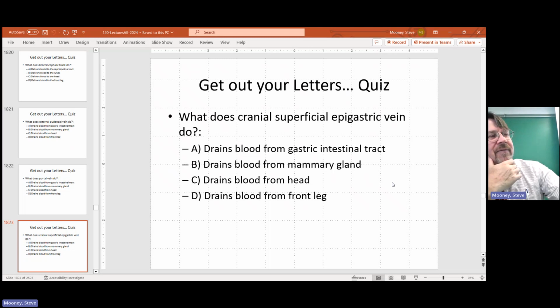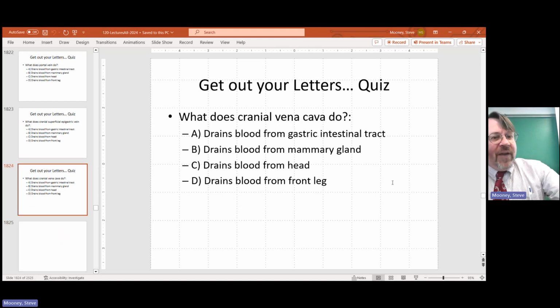Cranial superficial epigastric vein. What's the common name for that? Yep, the milk vein. It's the one on the gut. So cranial toward the head, superficial on the gut, epigastric out on that belly. So what's that going to drain? B, your mammary gland. So we have two different veins that drain the mammary gland.